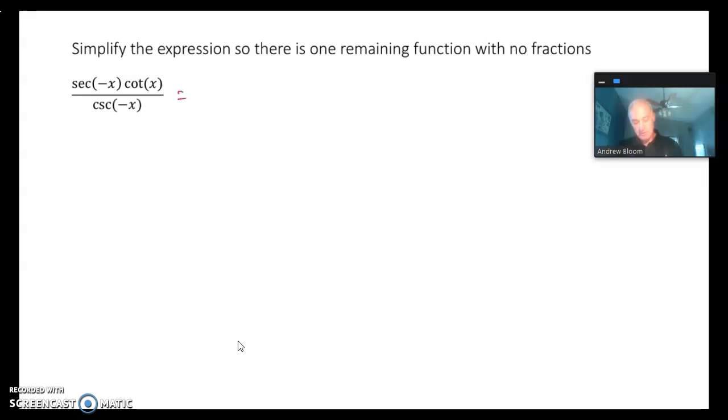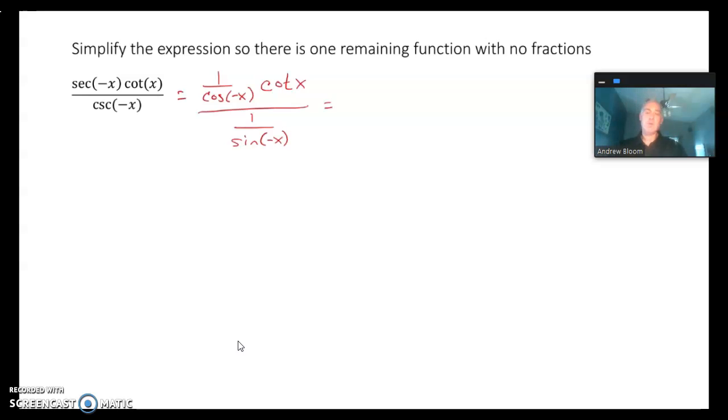And so the first thing that we would like to do is rewrite secant in terms of, in this case, cosine. So this would be 1 over the cosine of negative x times the cotangent of x over, and then let's rewrite cosecant as well, because we don't have an identity that tells us the secant of negative x or the cosecant of negative x. And you can find it. It's out there. But why memorize more than we need to memorize?